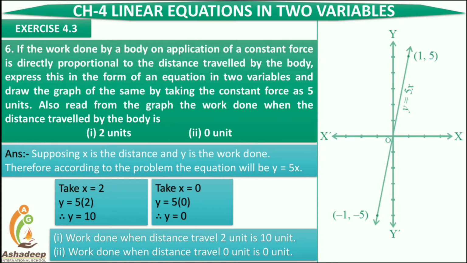Suppose x is the distance traveled and y is the work done, right? So y is equal to 5x, that we already did. Take x equal to 2, then y is equal to 10. And if we take x equal to 0, then y is equal to 0. So the work done when the distance traveled is 2 units is 10 units, and the work done when the distance traveled is 0 units is 0 units. Simple, right?